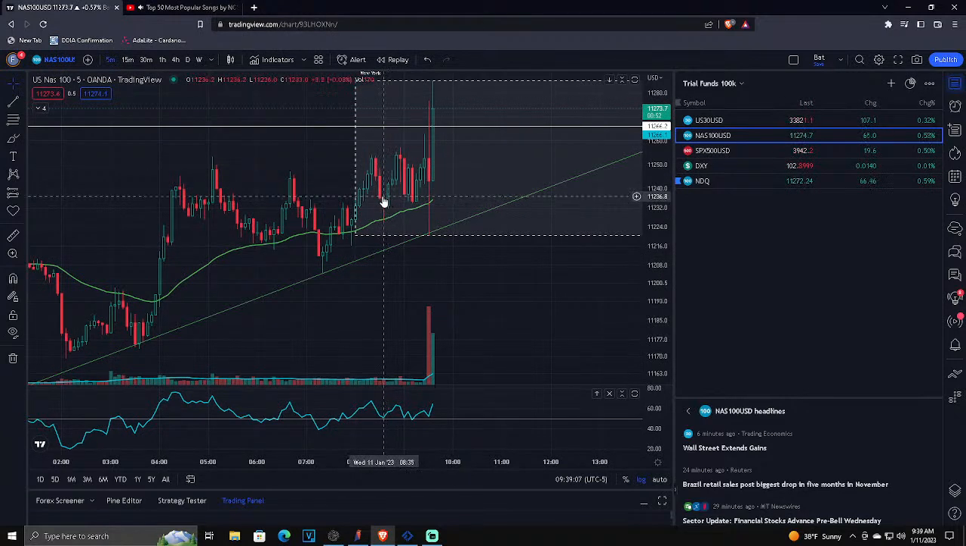Let's see, if I would have entered on this hammer or entered here or even here at the start of this, typically you'll put your stop loss somewhere below this wick, and this was likely going to be stopped out here.